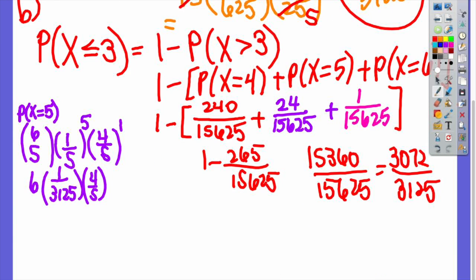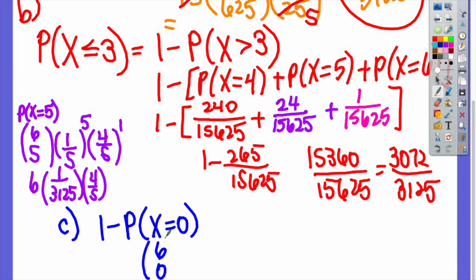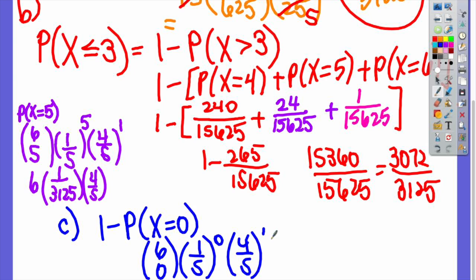It's going to be 6 choose 0, times 1/5 to the 0, and then 4/5 to the 6. Wow, I hate that. So what's 6 combination 0? 1. What's 1/5 to the 0? 1. So then what's 4 to the 6 and 5 to the 6? 5 to the 6 is 15,625.